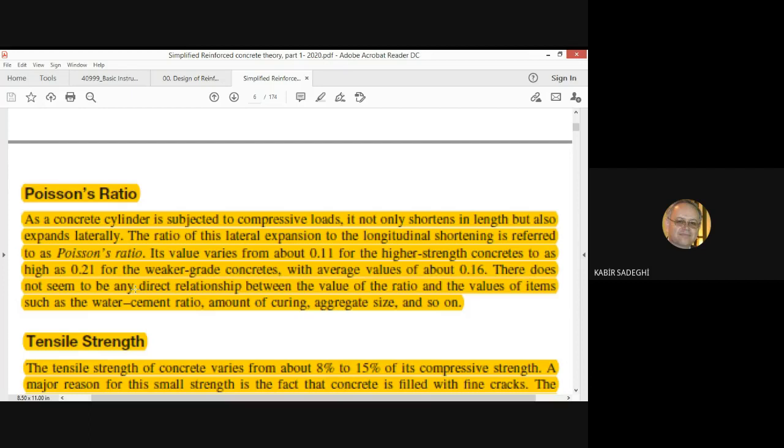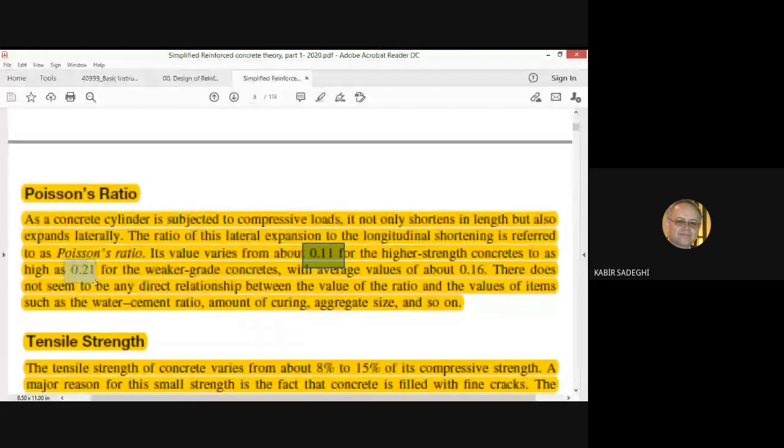For example, a rigid material like concrete is very different compared to an elastic material. Therefore, if the concrete is poor, the Poisson ratio is bigger. If it's strong, the Poisson ratio is smaller. Normally, for different strengths, it has a range between 0.11 up to 0.21. 0.21 is for weak grade concrete, and 0.11, the smaller value, is for high strength concrete, a stronger concrete.